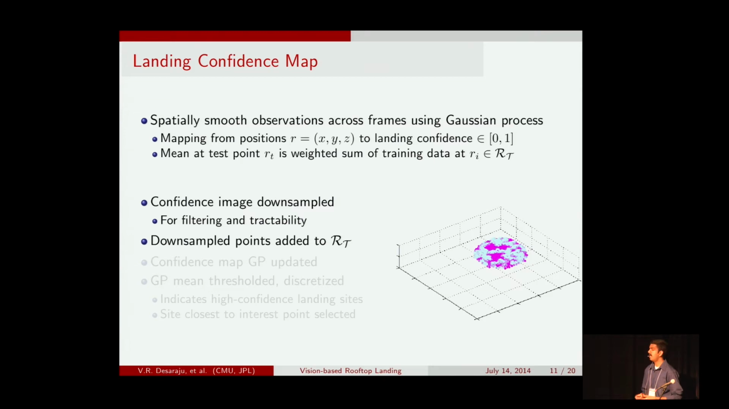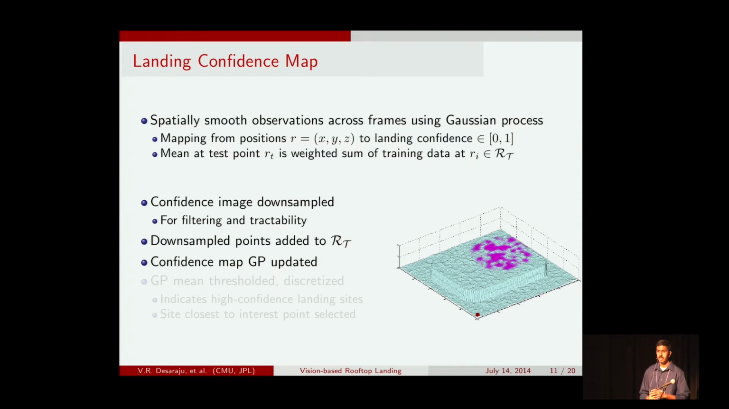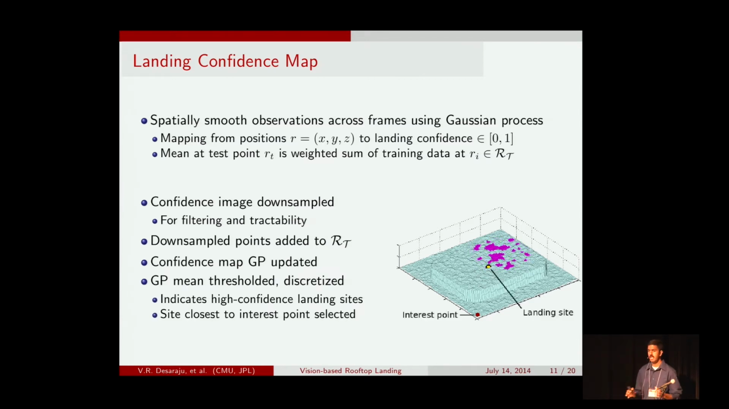The downsampled points are then added to the set of training data, and this allows us to then compute a confidence map over everything we've seen using the Gaussian process. So then finally, we take the mean of the GP and threshold that, and then discretize it in order to identify a set of distinct high confidence landing sites across the rooftop. And from this set, we can then identify the landing site that's closest to our interest point. So this again gets back to the idea of the perch and stare task. So we identify the landing site that's closest to that and say, this is currently our best landing site.